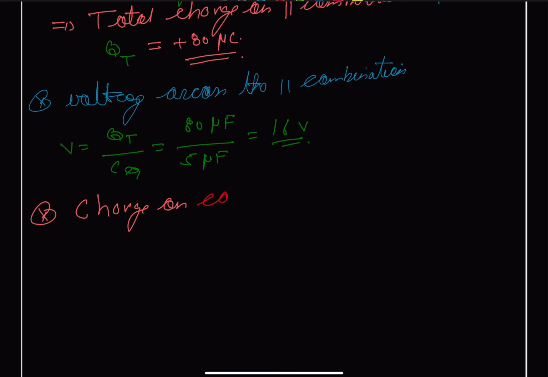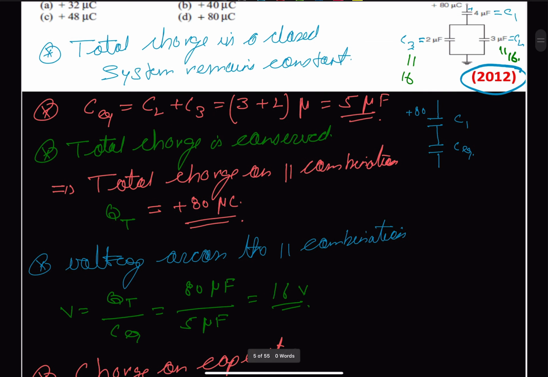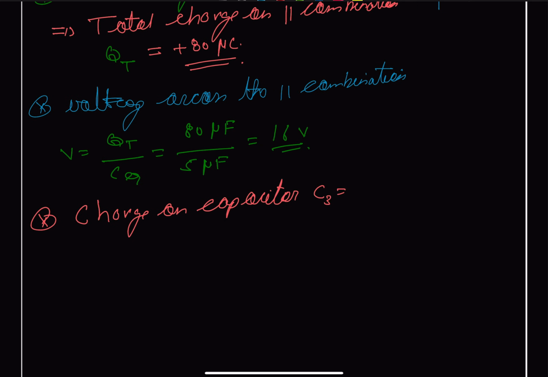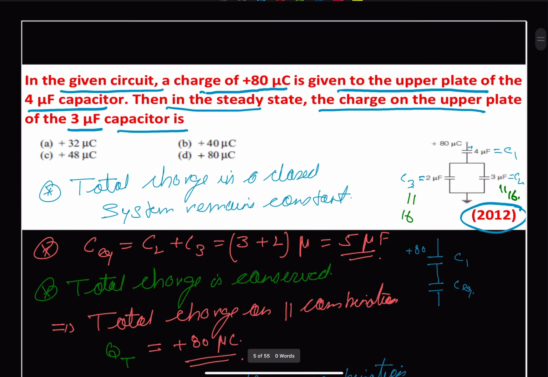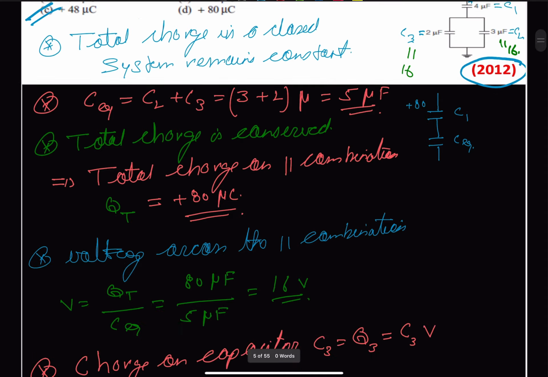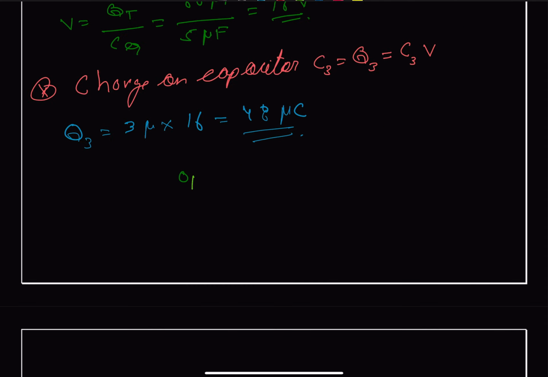Now we can easily find the charge on the 3 microfarad capacitor. Let us call this Q3, which is equal to the capacitance multiplied by V. The capacitance is 3 microfarad and voltage is 16, so this comes as 48 microcoulombs. So option C is the correct option.